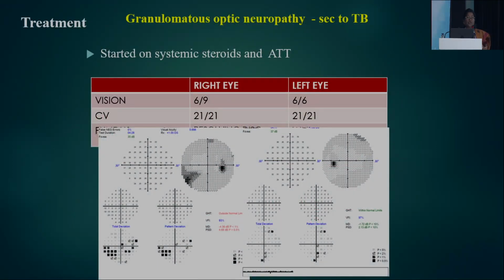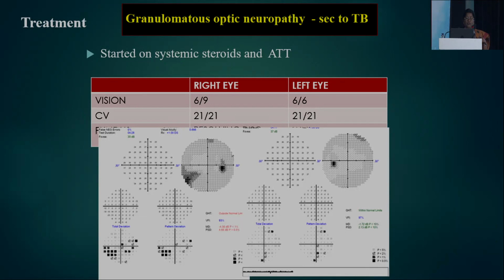So she was put on antituberculous treatment along with steroids, and that's the result you see down the line. She improved in her visual field as well as in her color vision, and a good recovery of the fields also. So that's a granulomatous optic neuropathy secondary to TB.